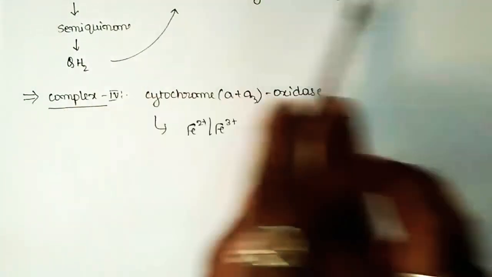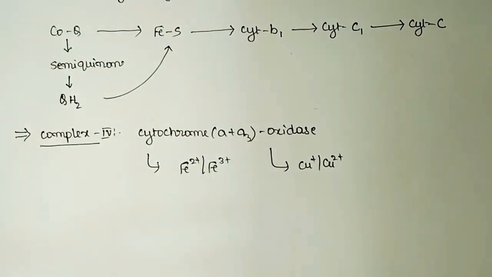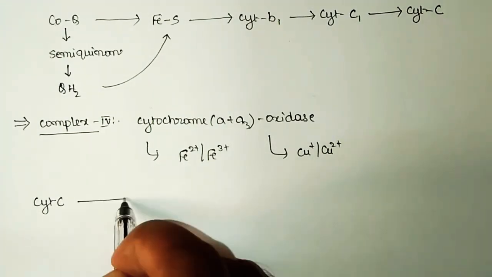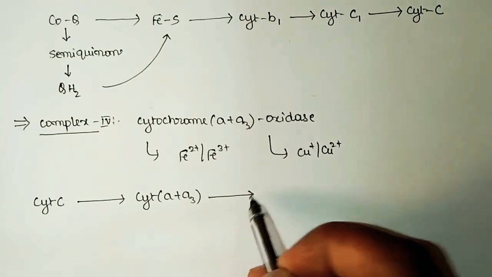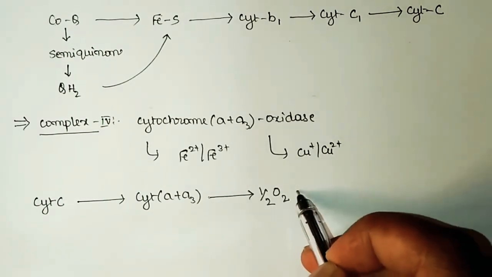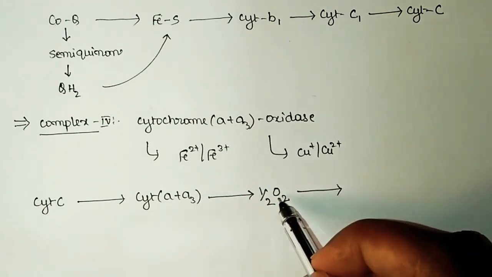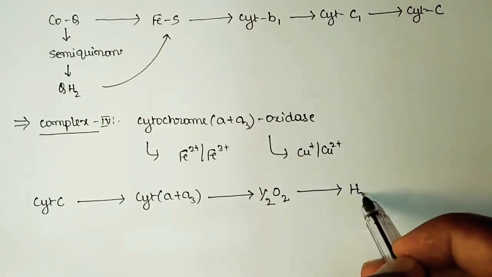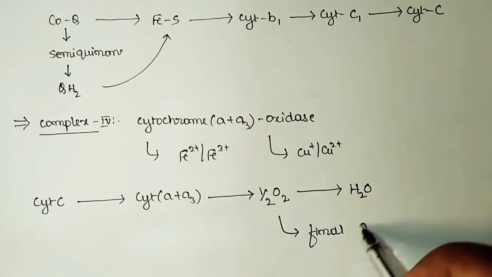Okay, so in complex 3, the electron transfer has reached the point of cytochrome C, and now the electron transfer will continue in complex 4. From cytochrome C the electron will get transferred to cytochrome A plus A3, and from cytochrome A plus A3 the electron will ultimately get transferred to half O2. Since oxygen is electronegative in nature, once it receives the electrons it changes to O2 minus, and that will accept two protons so as to convert into H2O, and thus oxygen is the final acceptor of electrons.